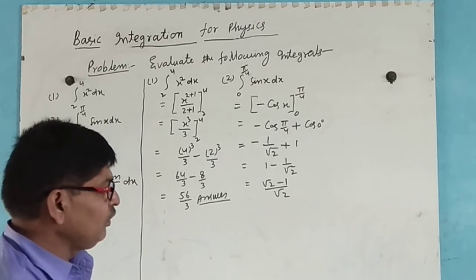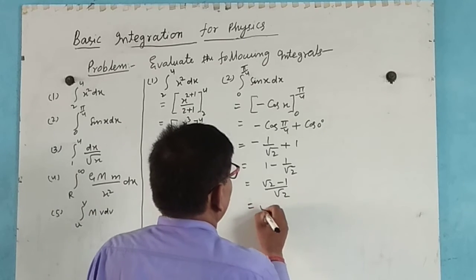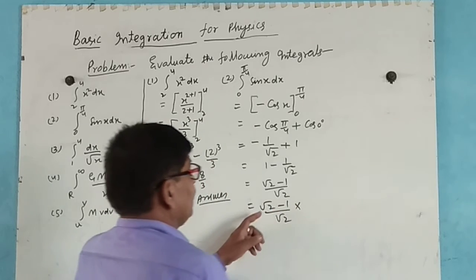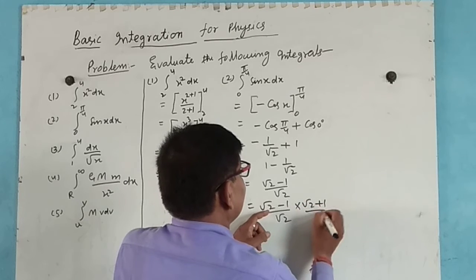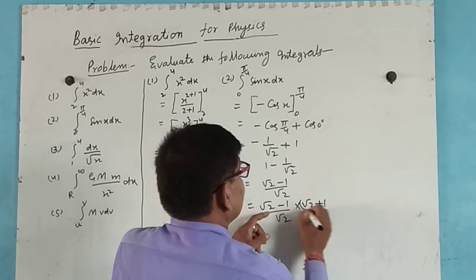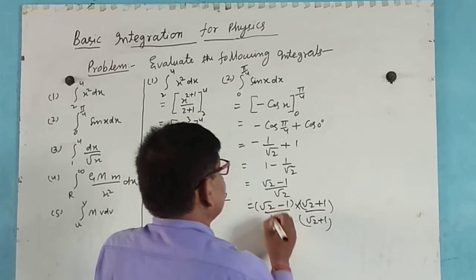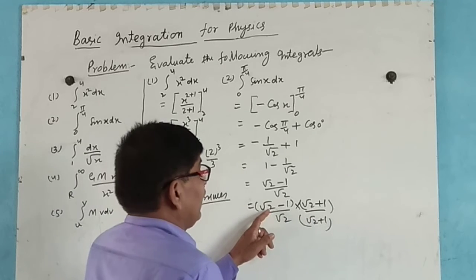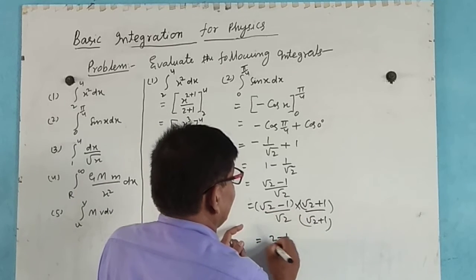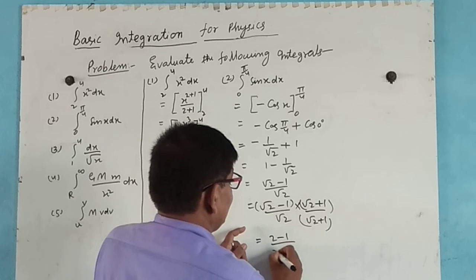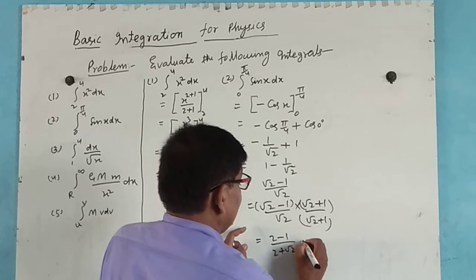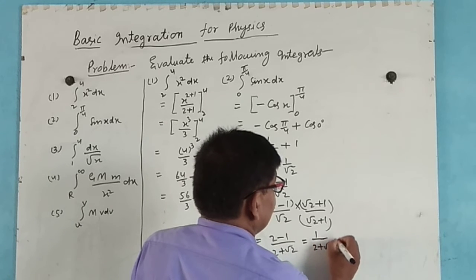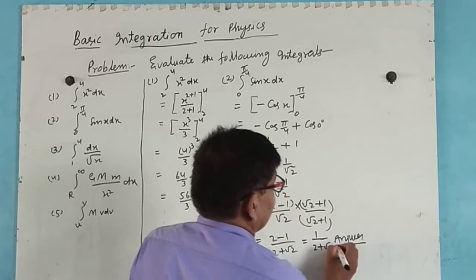We can also simplify it again. Root 2 minus 1 by root 2, multiply by the conjugate of this, root 2 plus 1 divided by root 2 plus 1. Hence, using a minus b and a plus b, a square minus b square, this is simply 2 minus 1, and we multiply this by 2 plus root 2. It can be written as 1 by 2 plus root 2, 2 plus root 2. This is our complete answer.